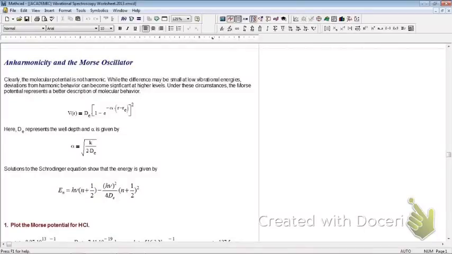In this video, we'll explore anharmonicity and how we can use the Morse oscillator to calculate constants associated with vibrational motion of molecules. First thing to note is, of course, that we've got the functional form for the Morse oscillator given here.